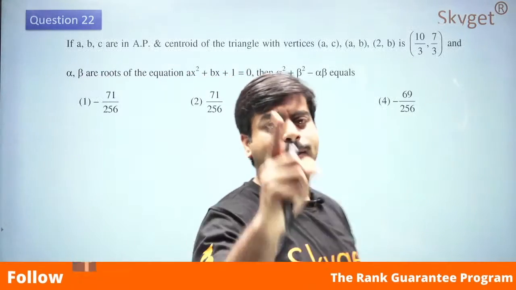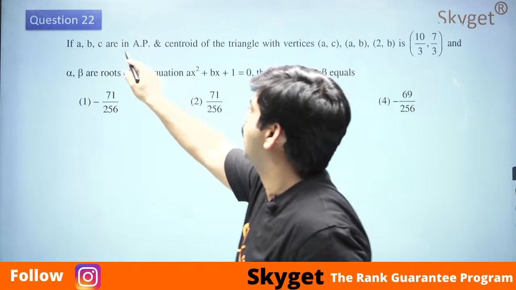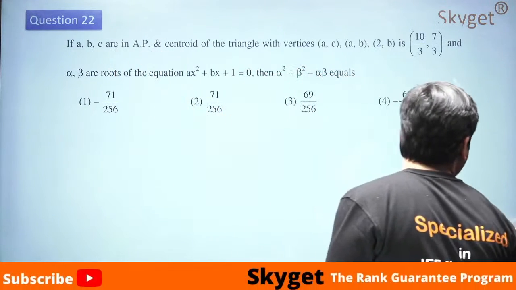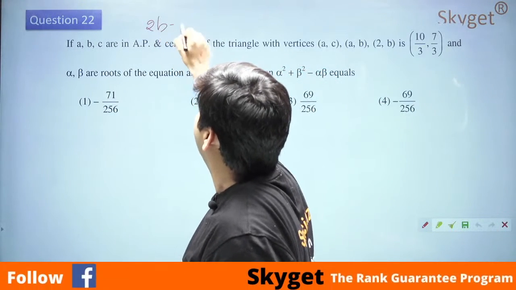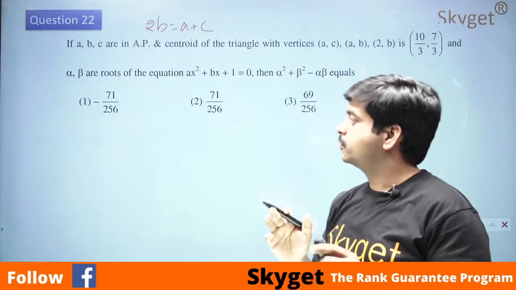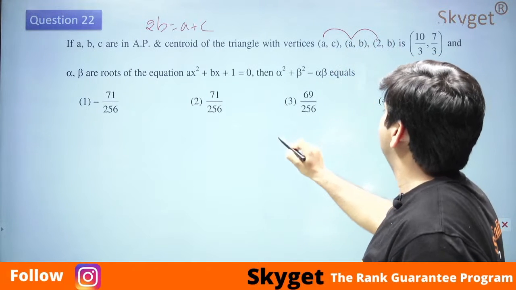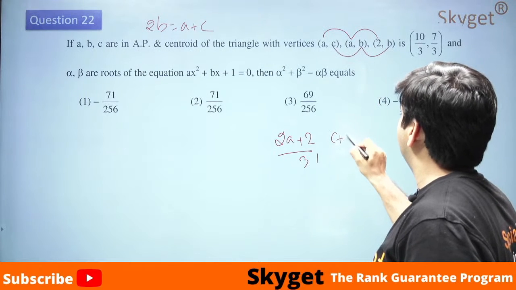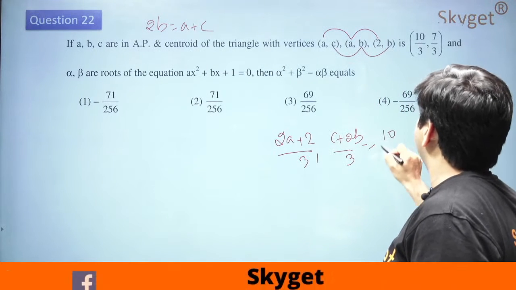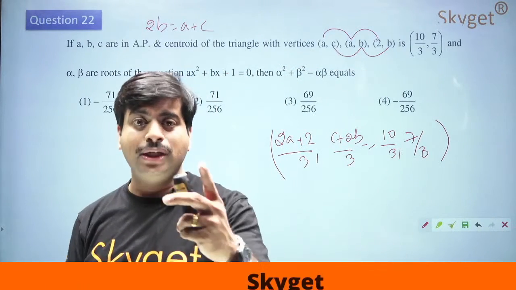Question number 22. If a, b, c are in AP, as soon as you see the term AP, without thinking anything, just write the equation, that is 2b is equal to a plus c. We already have one equation with us. And the centroid of the triangle, that is 2a plus 2 by 3, comma, c plus 2b by 3, is given as 10 by 3 comma 7 by 3. It was already there. So two equations are already with us.